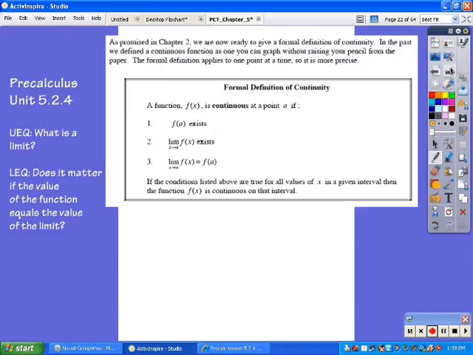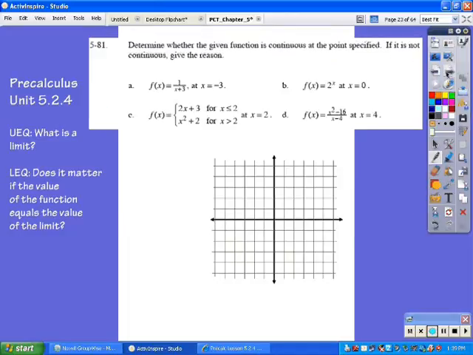Moving on to problem 5-81, we give our formal definition of continuity. There are 3 parts to this checklist. If any of the 3 are violated, then the graph is not continuous. All 3 must be true in order to call a graph or a function continuous at a particular point. First of all, that point must exist. The limit at that point must exist. Finally, the limit and the value must be equal in order for the function to be continuous. That's the checklist we're going to use.